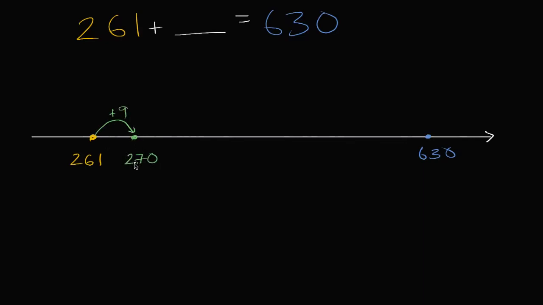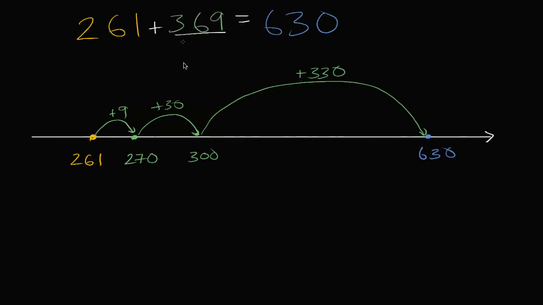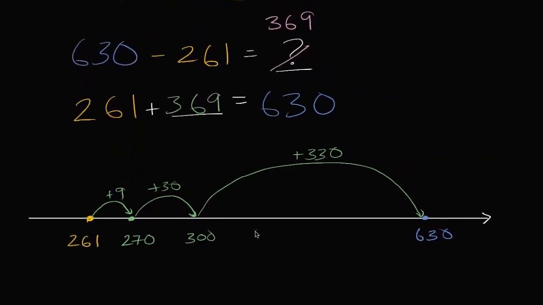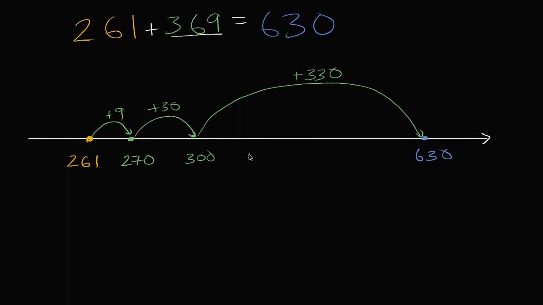And then I could add 30 here to get to 300. So plus 30. I'm not doing this quite to scale, but this is going to get me to 300. And then from 300 to 630, well, I could just add 330 there. So how much did I add in total? This is 39 plus 330. That's 369. I added 369. So these are all ways of getting to the same value, all ways of viewing the same problem.